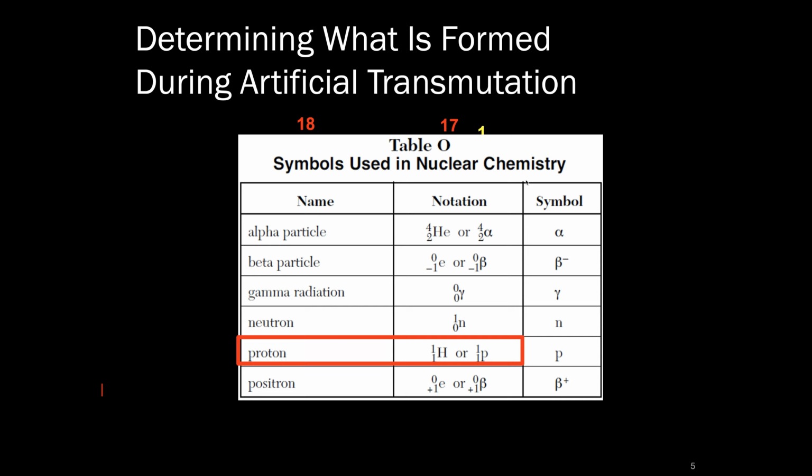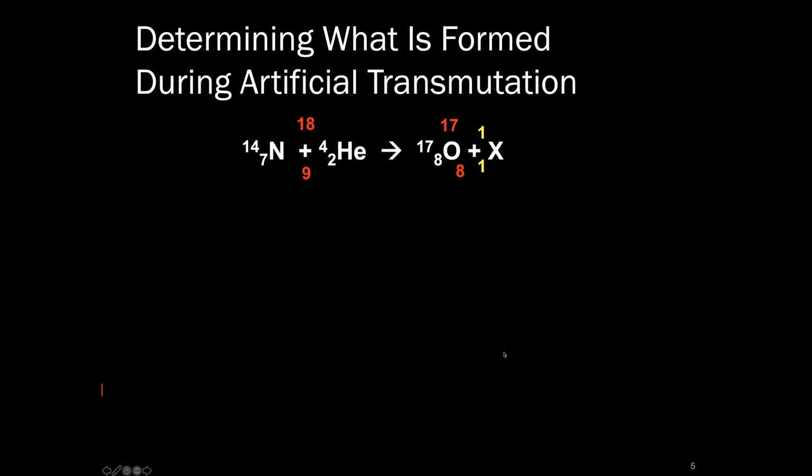Well, we go to table O to look it up, and 1 over 1 would be a proton. You could write H or P, doesn't matter which one you choose. That would be the identity of your mystery particle.